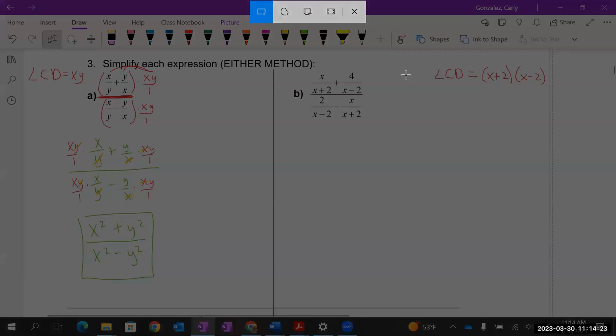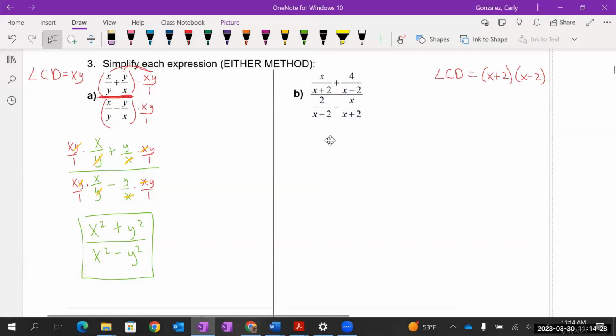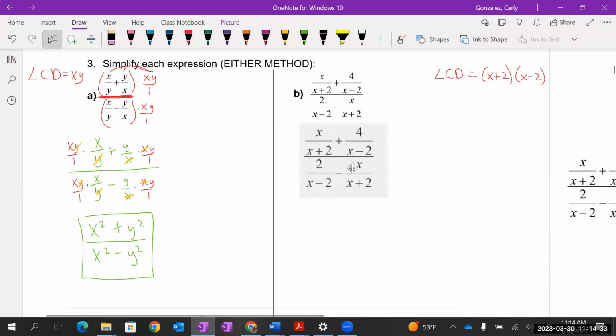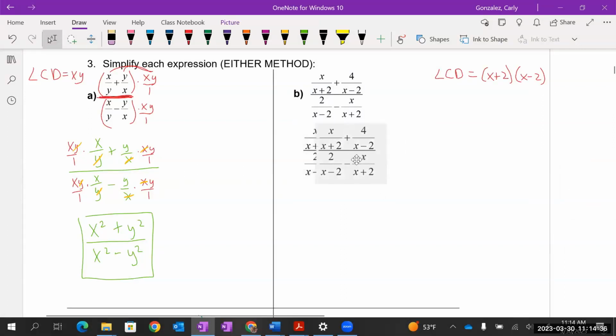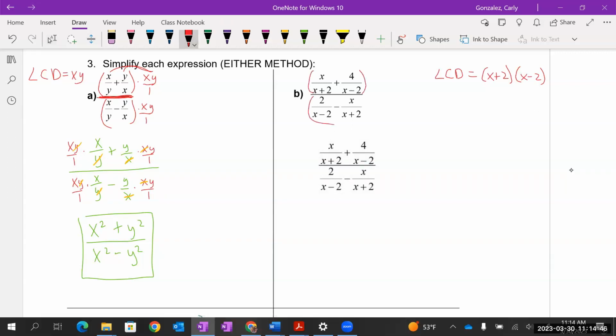So the first thing, let me just copy this down, because that next step is going to require me to copy it. Okay, that looks a little messy. So the first thing we're going to do, if we're using this method, is multiply the top and the bottom by the LCD. So we're going to multiply it by x plus 2 and x minus 2, and really, that's like over 1.